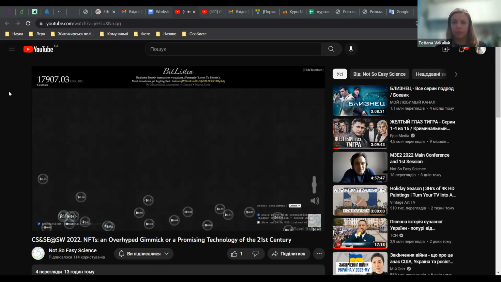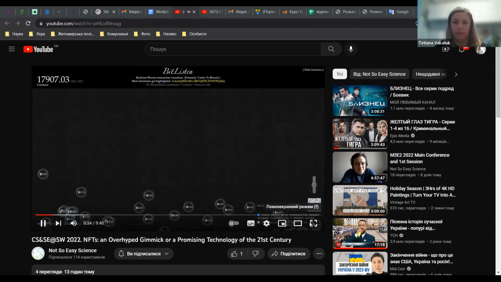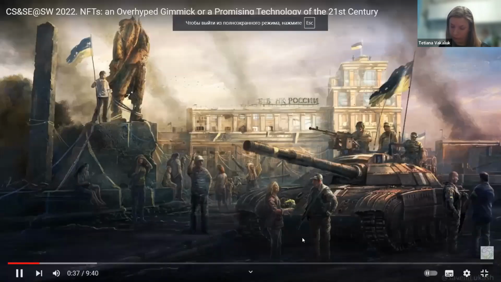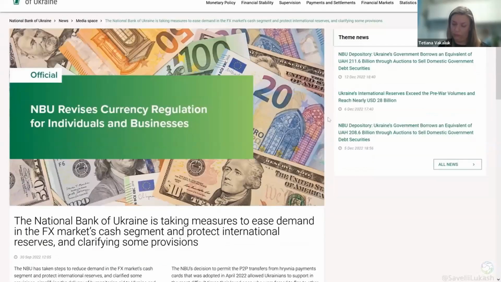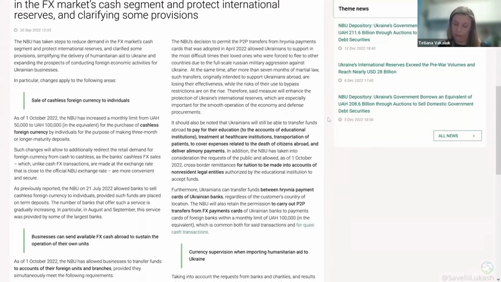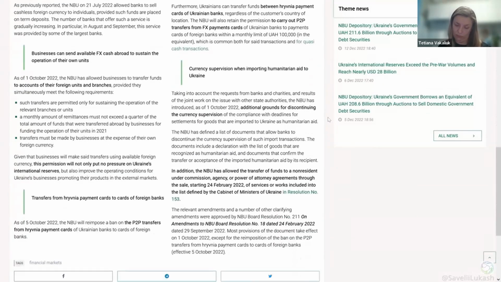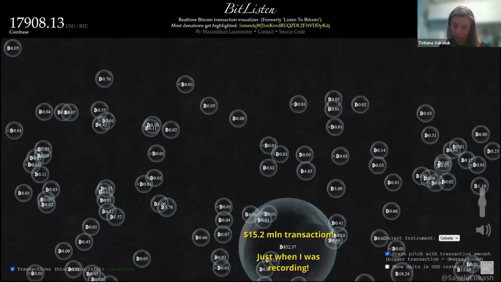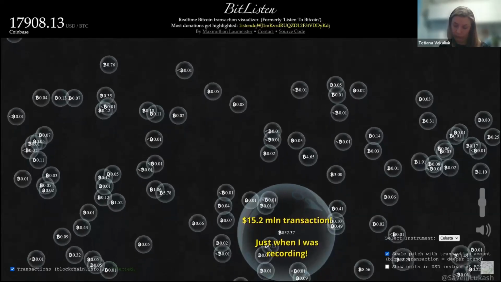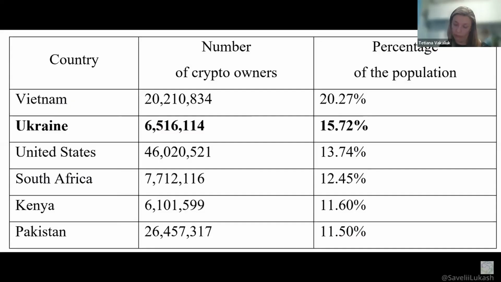As you know, due to the events in our country, we have to deal with lots of limitations. No direct money transfers abroad, no way of buying foreign currency online, etc. Like the ban of P2P transfers from hryvnia payment cards to foreign cards that took effect from October this year. Crypto users have never felt the effects of it. No wonder Ukraine has such a high percentage of the population that actively uses crypto, and the percentage is still growing.